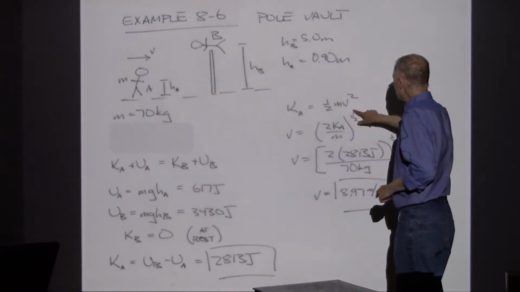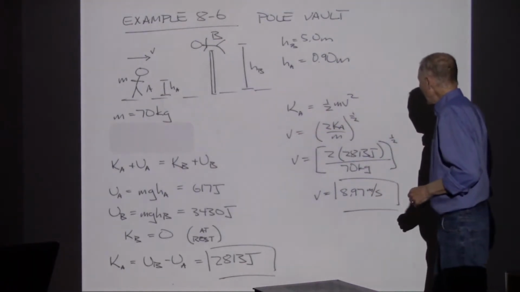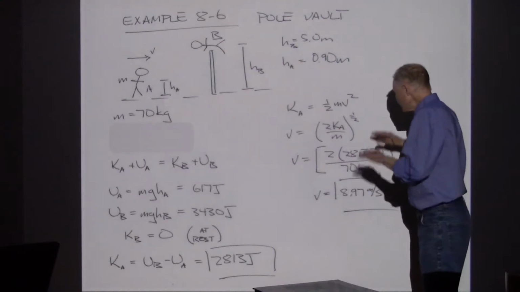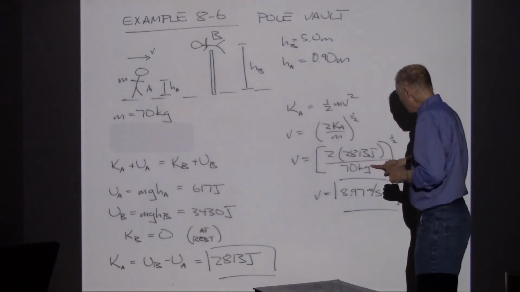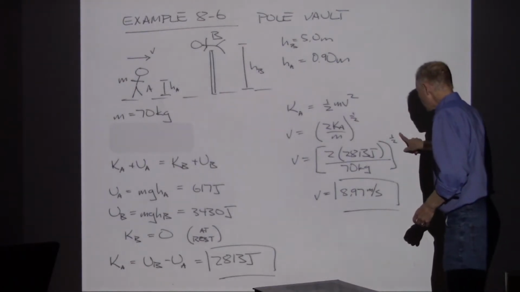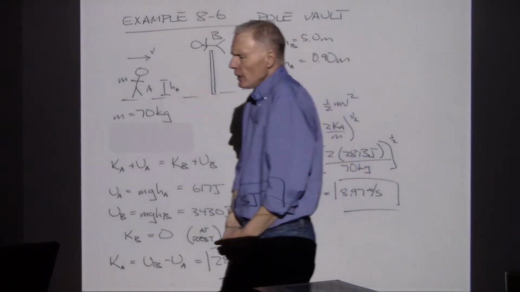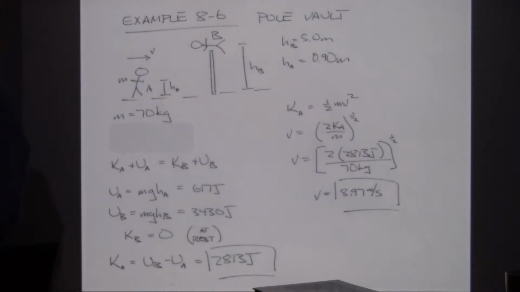Here is the kinetic energy formula. I solved that for velocity, and when I put all the numbers in, I checked the units: joules, the kilograms cancel, I'm left with meters squared per second squared. That gets square rooted. It says that I would need to go about 9 meters per second, 8.97 meters per second, as kinetic energy to start with in order to get that converted into potential energy and go up over the top. That's a pretty good speed.